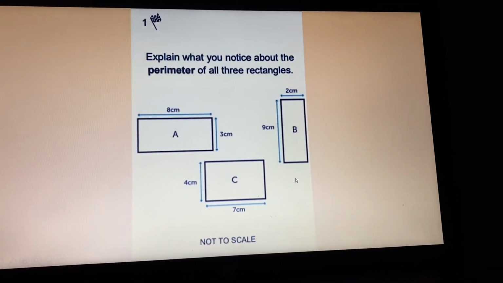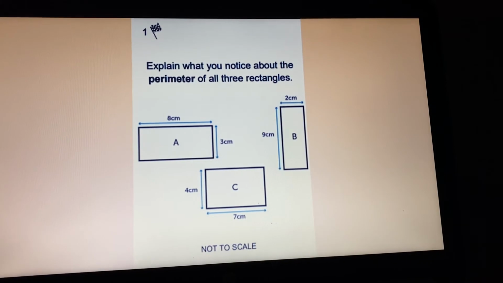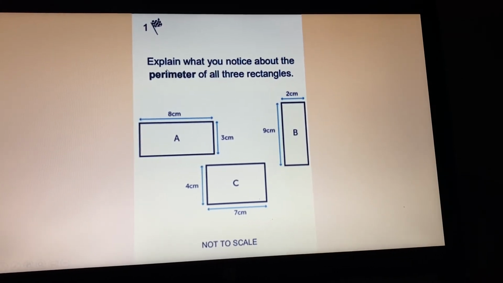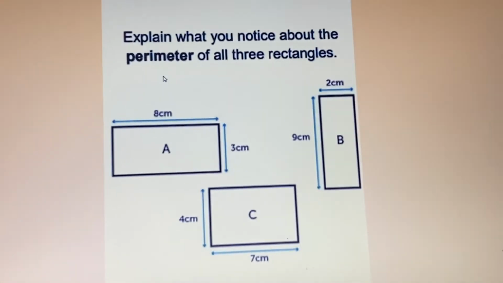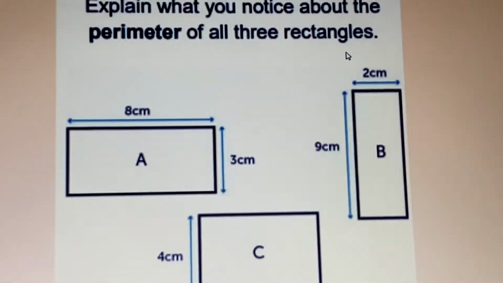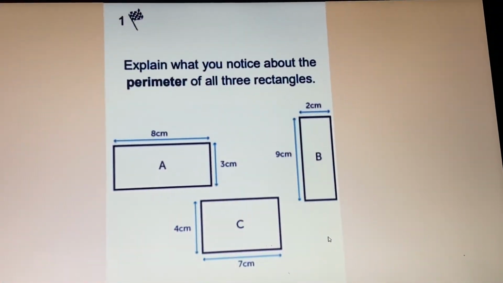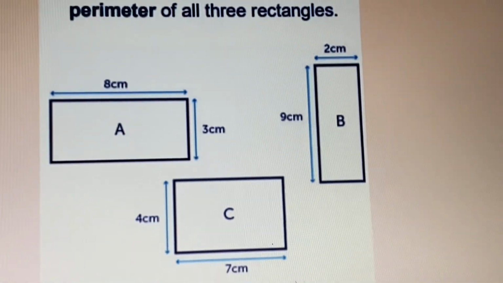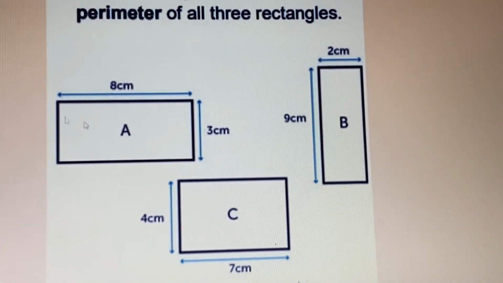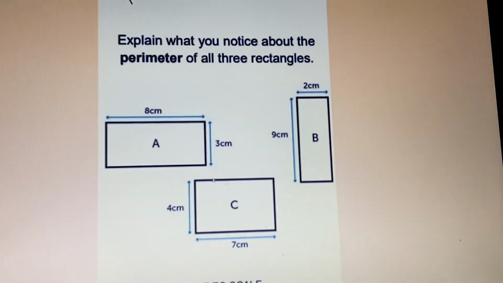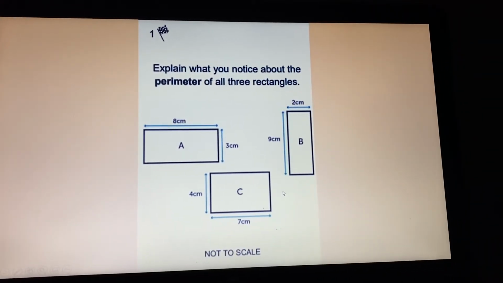Just have a quick pause, have a quick go, A, working out the perimeters, and then B, explaining what you notice about the perimeter of all 3 rectangles. So I'm just going to ask you to pause now. I'm not necessarily going to stop talking. I rarely do, but instead, I'm just going to ask you to pause there and have a go at working those 3 out.